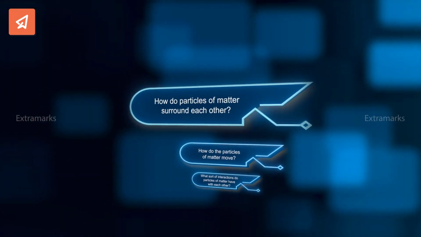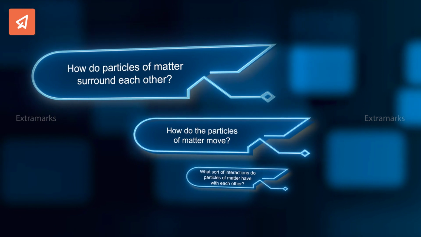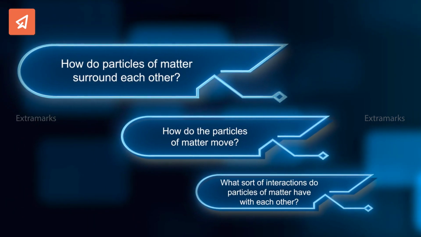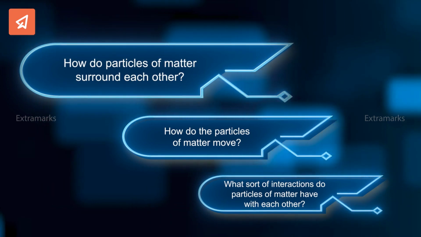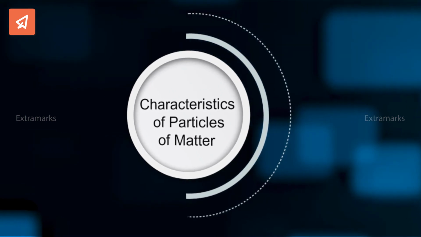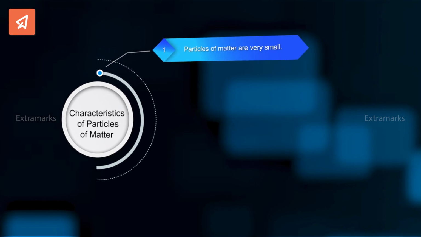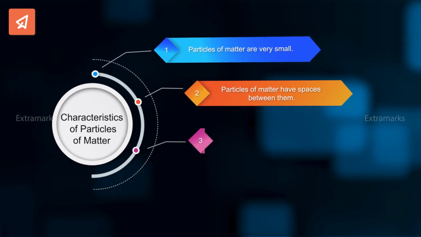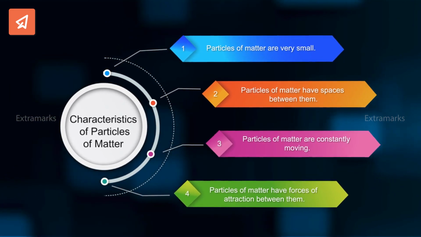To understand how these particles behave to give rise to different forms of matter, scientists were curious to know how particles of matter surround each other, how they move, and what sort of interactions they have with each other. To answer these questions, a lot of scientific experiments were done, based on which we are now able to conclude that particles of matter are very small. They have spaces between each other, they are constantly moving, and they have forces of attraction between them.